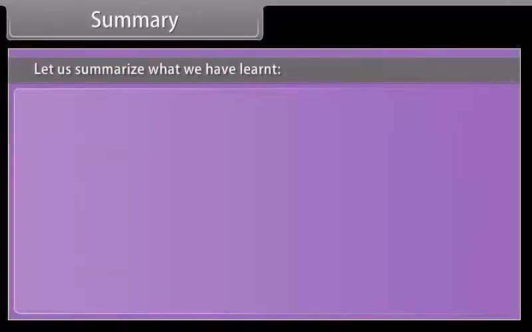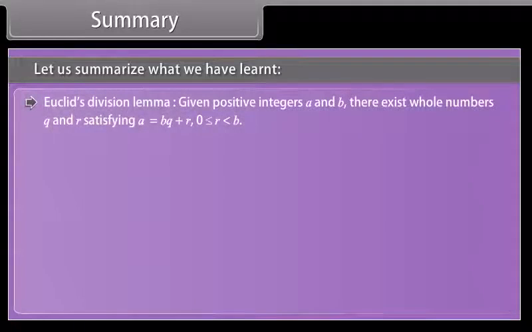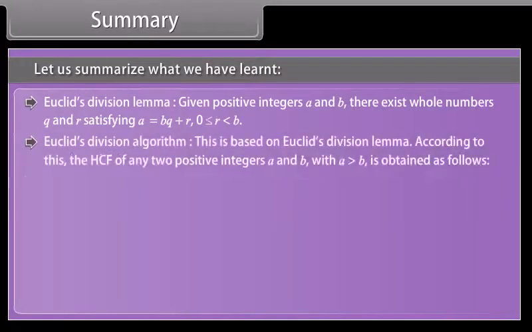Summary. Let us summarize what we have learned. Euclid's division lemma: given positive integers a and b, there exist whole numbers q and r satisfying a is equal to bq plus r, where 0 is smaller than or equal to r, which is smaller than b. Euclid's division algorithm is based on Euclid's division lemma.